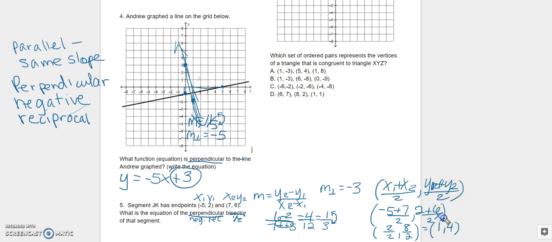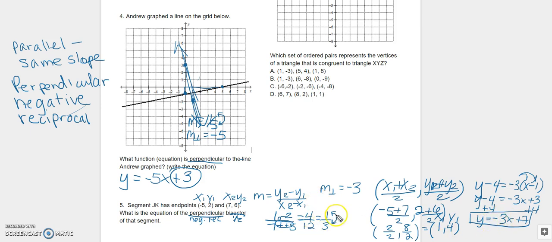So I'm going to label this point x1, y1, and I'm going to use the point slope formula to get my equation. It's going to be y minus 4 equals negative 3 times x minus 1. I'm going to distribute. Y minus 4 equals negative 3x plus 3. And then I'm going to add 4 to both sides. And my equation is y equals negative 3x plus 7. This is the equation that answers the question. What is the equation of the perpendicular bisector of that segment?